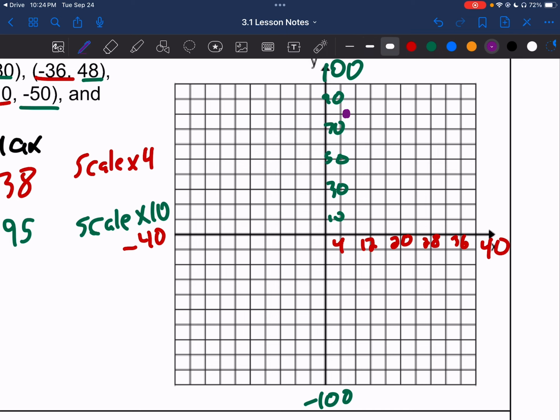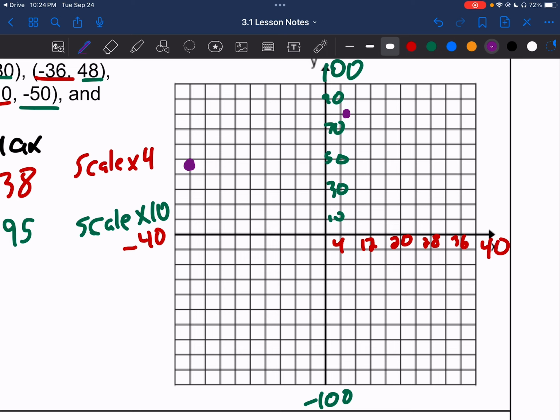Okay, our next point is at negative 36 and 48. So negative 36, that's going to be all the way over to the left. It's the second to last grid line. And up 48, it's going to be really close to 40 or to 50 there. So it's going to be a point like right there.